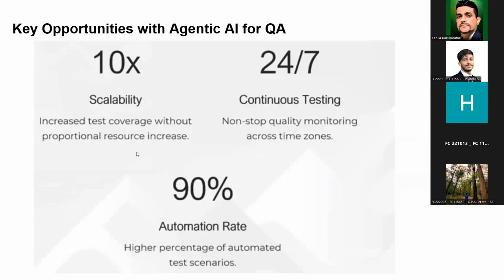And these are a few numbers. We expect that because of AI, we can increase testing scalability by 10 times. If we previously had 100 test cases, now with the same effort we can do 1,000 test cases. Previously we might work for 8 hours, but now it's 24/7 available, continuous testing. And previously we believed the automation percentage was 50%, but now we expect it can grow up to 90% of automation in software testing work.